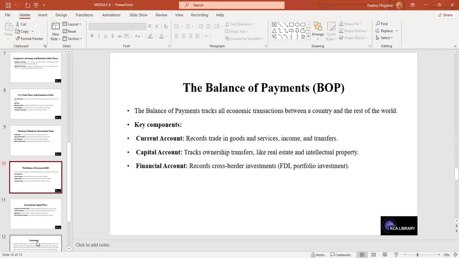Then the next is the capital account. The capital account tracks ownership transfers like real estate and intellectual property. This is where you find real estate and intellectual property transactions. Then you have the financial account that records cross-border investments like FDIs and portfolio investments between countries.